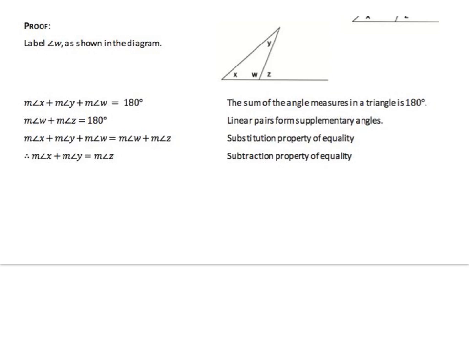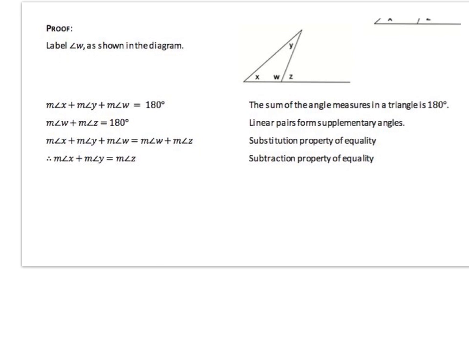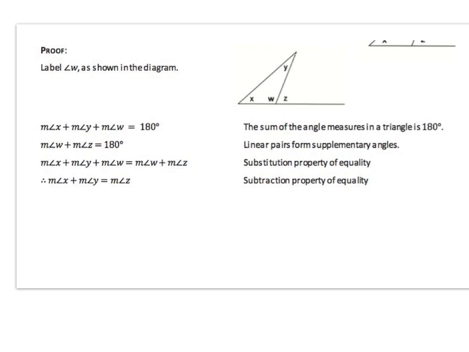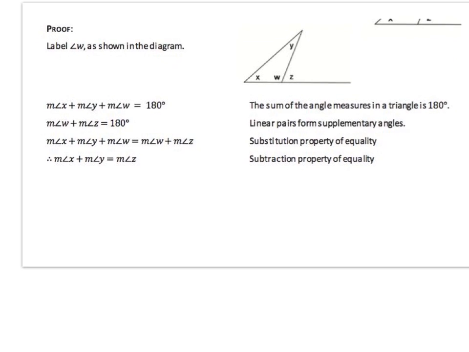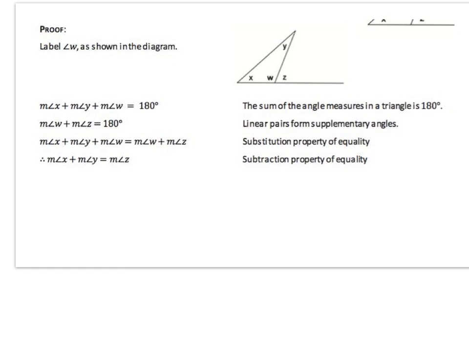All right, so here's our proof. So our proof. First we're going to label angle W as shown in the diagram. It's like when we do auxiliary lines, we need to label an extra angle. So first we're going to label angle W as shown in the diagram.